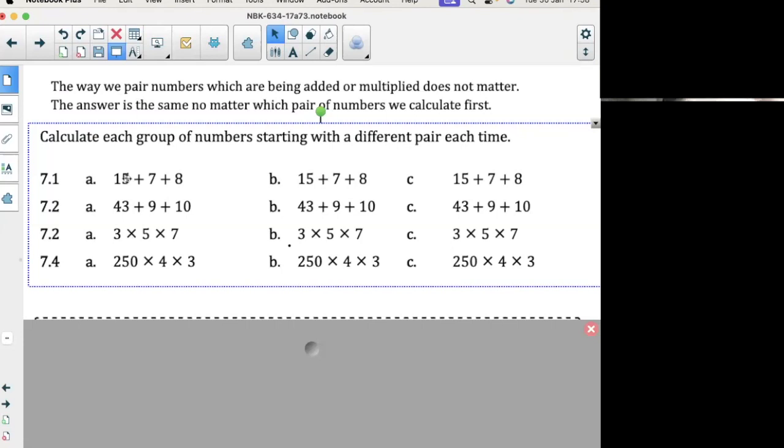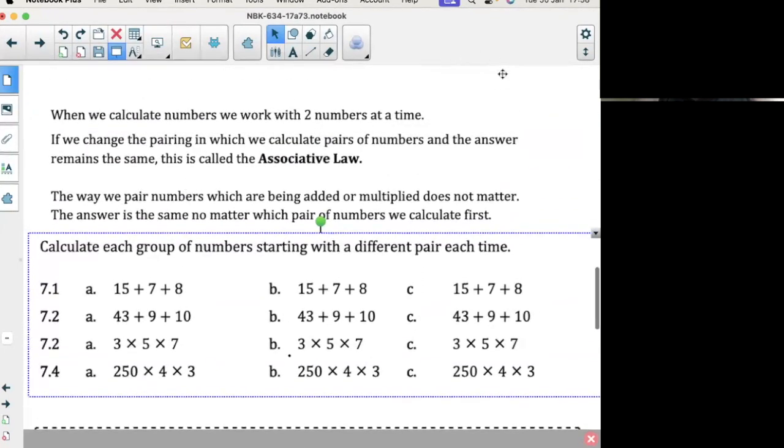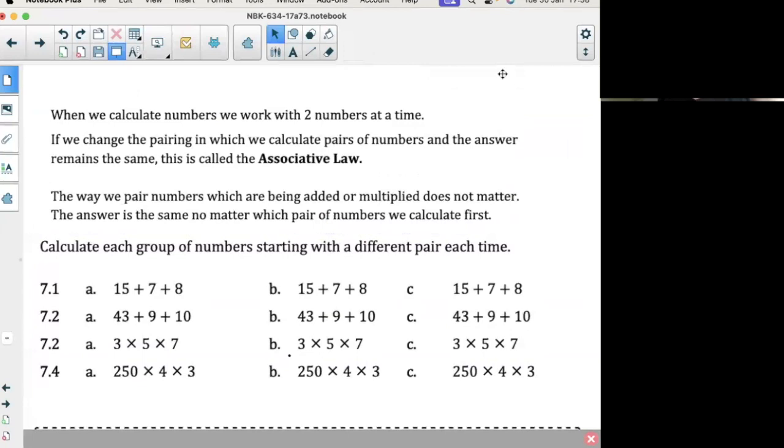Okay. So in these sums, what's different about these sums and the ones we looked at before? You'll see they all have addition sums or they all have multiplication sums. All right, take a screenshot. You can go back and practice these at another time.